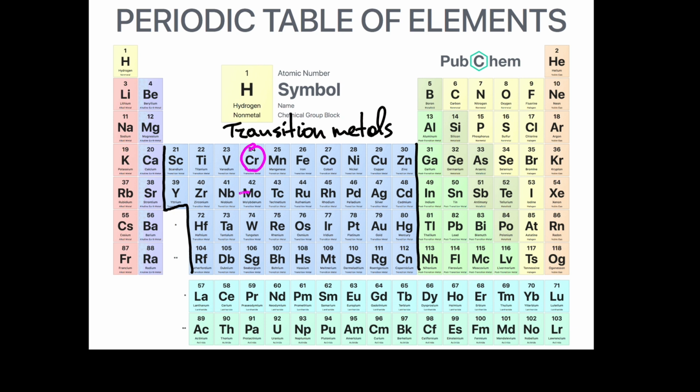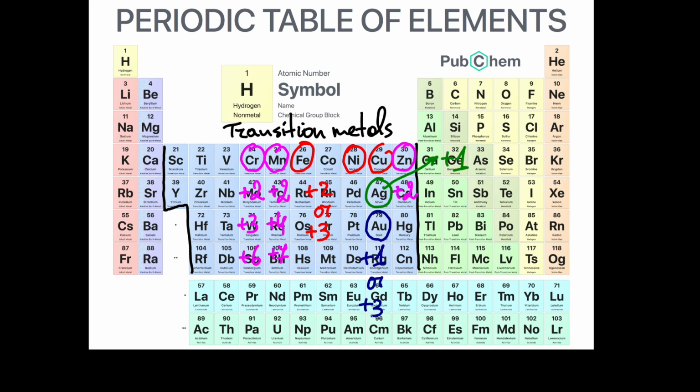Chromium can be +2, +3, or +6. Manganese usually is +2, but can also be +4 and +7. Iron, nickel, and copper can be either +2 or +3. And zinc has only a +2 oxidation state. Lastly, silver is always +1, gold can be either +1 or +3, and mercury is +1 or +2.